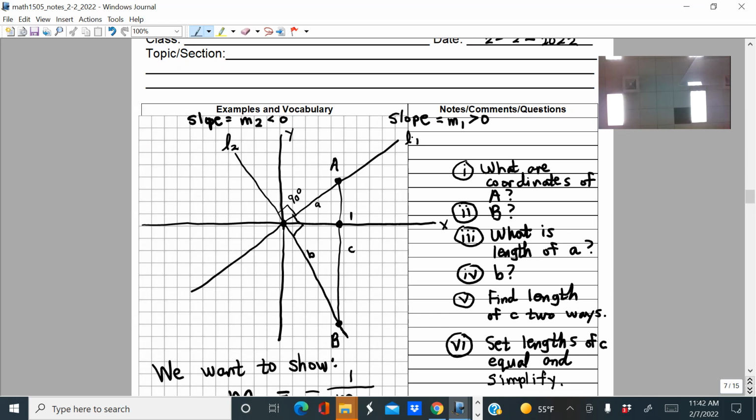This line I've labeled L1. Its slope is M1. I don't know what that slope is, but it looks like it's positive in this picture, right? Because this line is going uphill from left to right. And then this line I've labeled L2, and called its slope M2. I don't know what that slope is, but it looks like it's negative, right? Because this perpendicular line is going down from left to right.